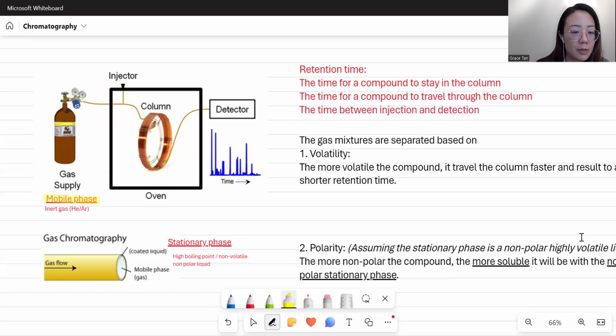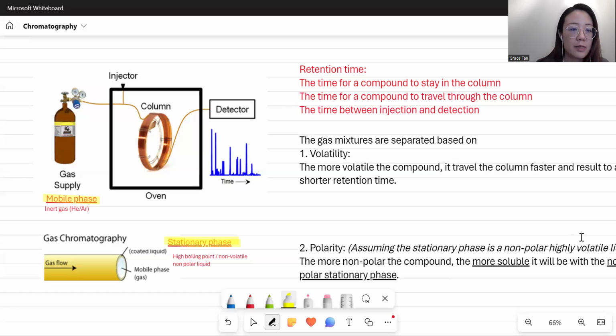Now, as you can see down here at the bottom picture, can you see here I labeled stationary phase? Now, this stationary phase is your column. All right, now please don't write column as stationary phase. For your stationary phase, please write, it is a high boiling point. High boiling point means it takes a very high temperature to make it gaseous, very high, because you are actually all in an oven now.